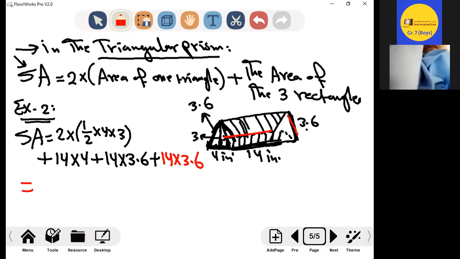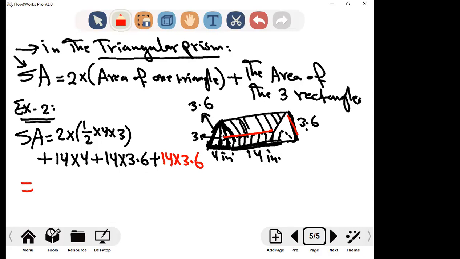let's calculate it. Close your camera, Mr. Badr. Where's my mobile? Okay, I'll calculate these numbers.